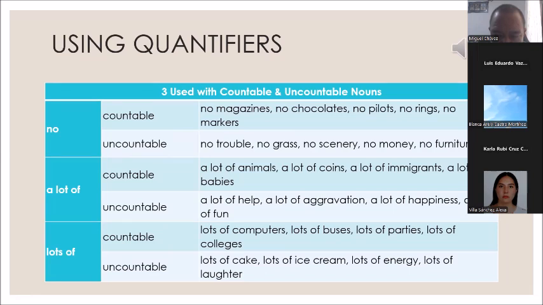a lot of babies, a lot of help, a lot of aggravation, a lot of happiness, a lot of fun. Lots of, for example, lots of computers, lots of buses, lots of parties, lots of colleges. Lots of cake, lots of ice cream, lots of energy, lots of laughter.